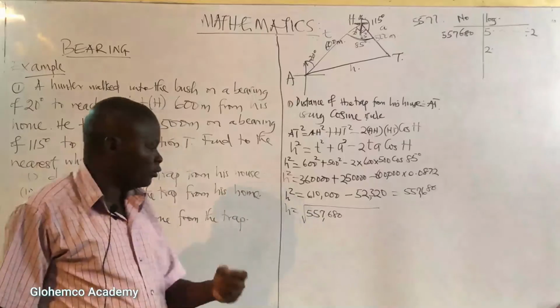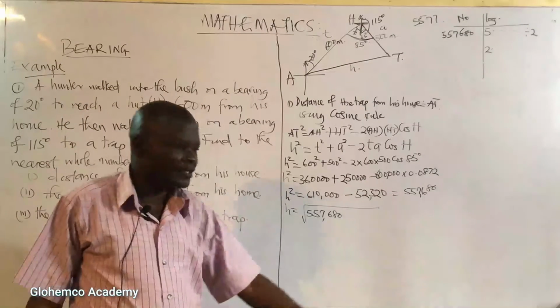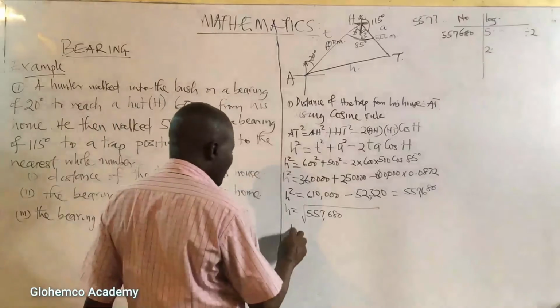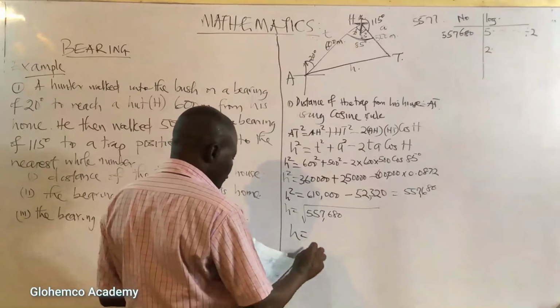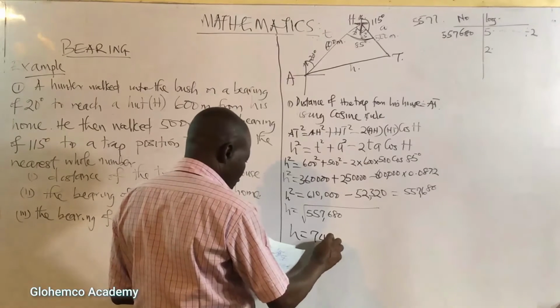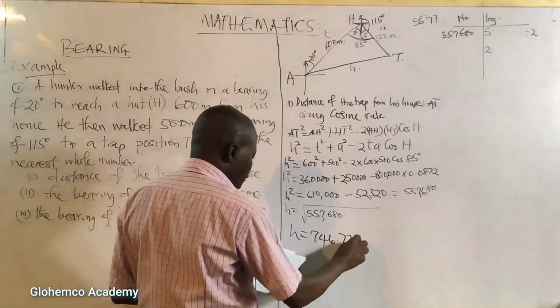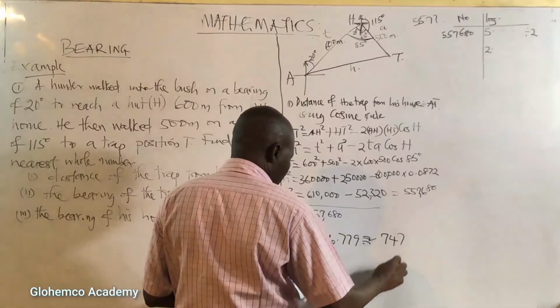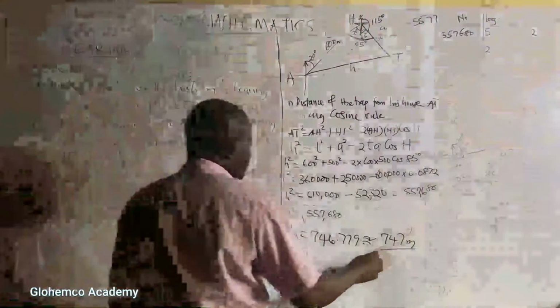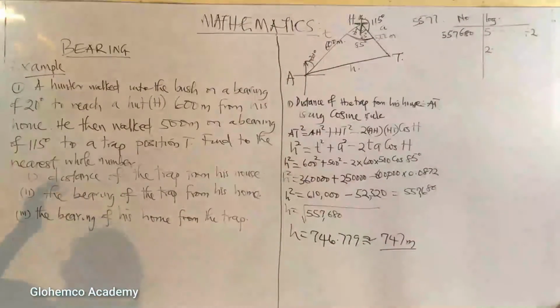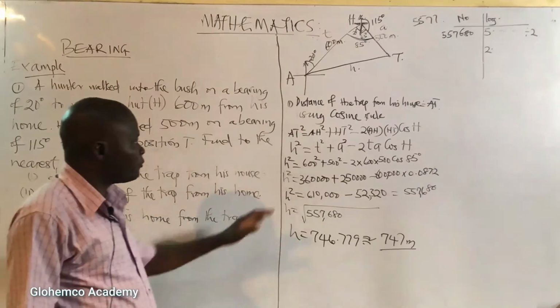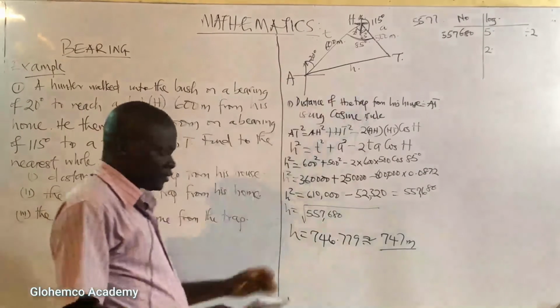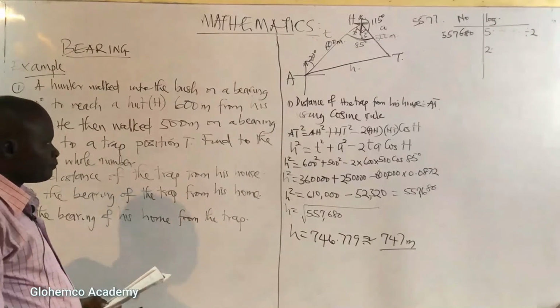But if you know how to press the calculator, find the square root directly. It will give us h equals 746.779. But the question says we should approximate to the whole number, 747. Our answer will be 747 meters. In other words, the distance of the trap from the house will be 747 meters. That's the value of our h here.